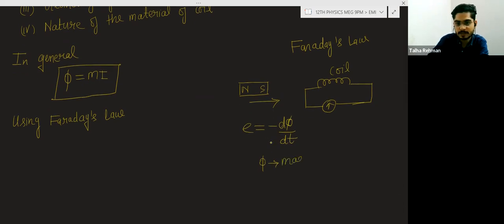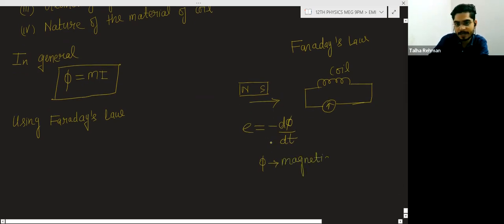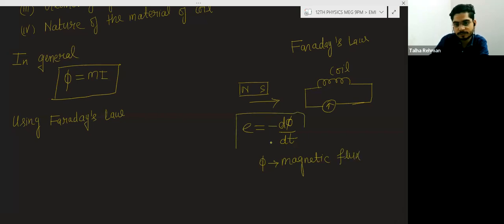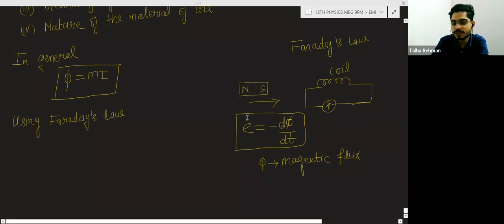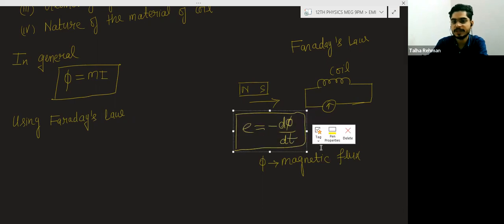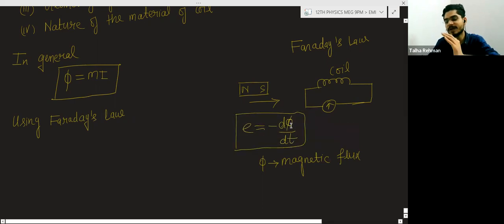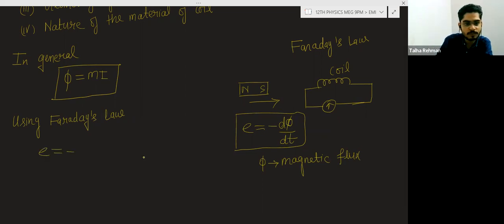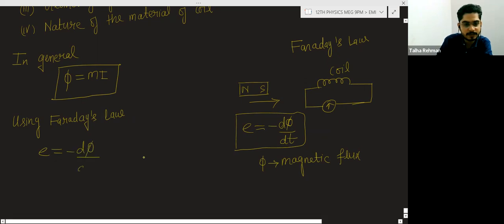Phi is the magnetic flux. So this is Faraday's law. A change in the flux will produce the EMF, and that EMF is equal to the change in the flux divided by the change in time. This is the differential form I have written. d phi is the change in the flux, divided by the time in which the flux is changing. So I will use this: E is equal to minus d phi by dt.